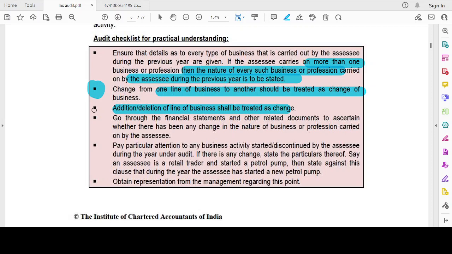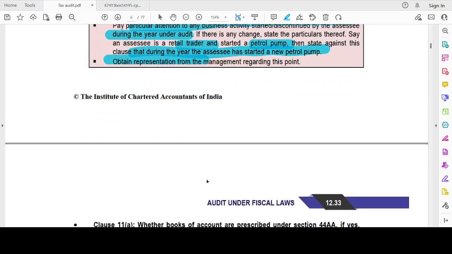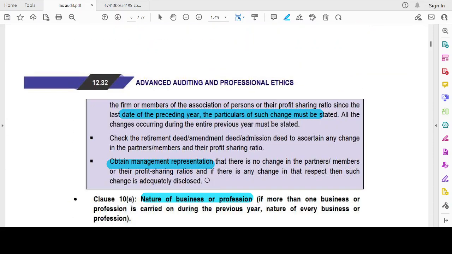Go through the financial statements and other related documents to ascertain whether there has been any change in the nature of the business or profession carried on by the SSC. Pay particular attention to any business activity started or discontinued by the SSC during the year under audit. If there is any change, state the particulars thereof. For example, if the SSC is a retail trader who started a petrol pump, then state against the clause the date during the year when he started the new pump. Everywhere I have to obtain a representation from the management, because it's an audit.